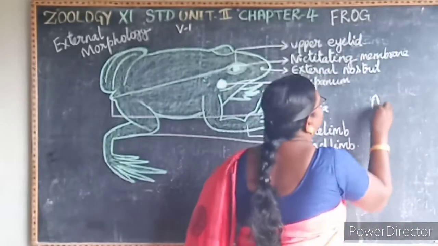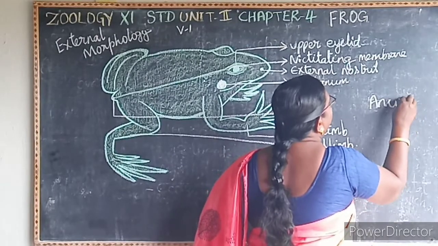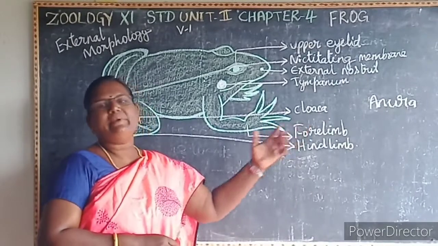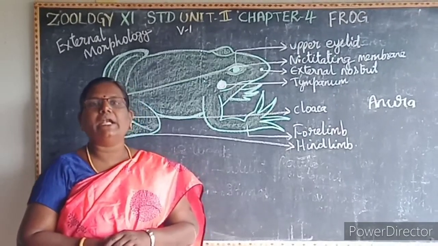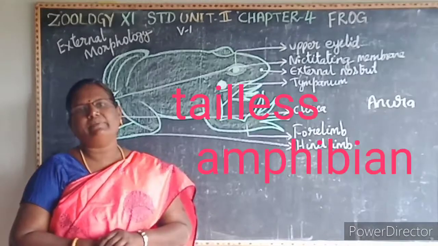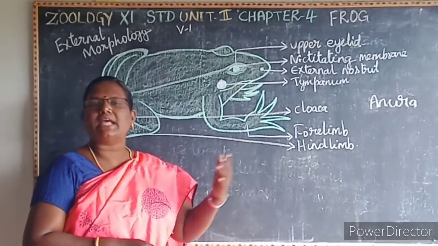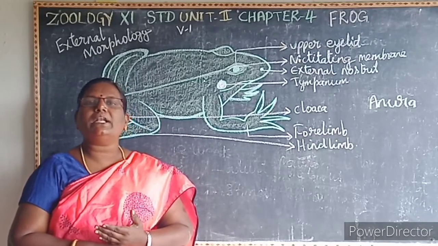Anura is the largest order, and Anura means what? Tailless amphibians. Examples are frogs and toads. It includes all the tailless amphibians.